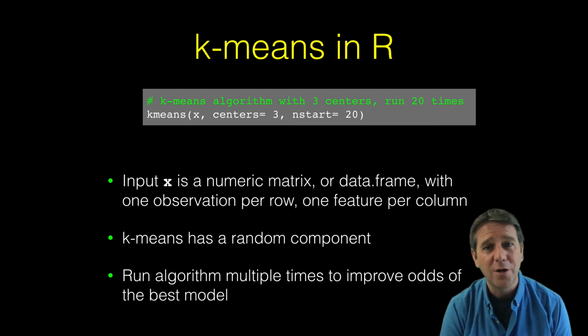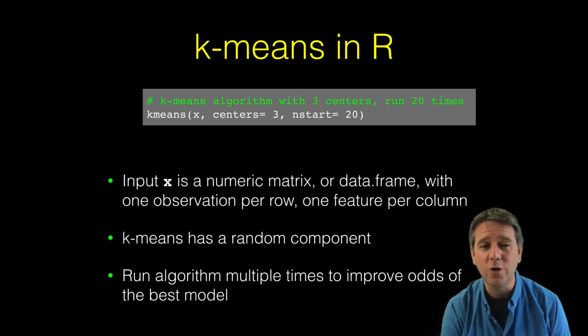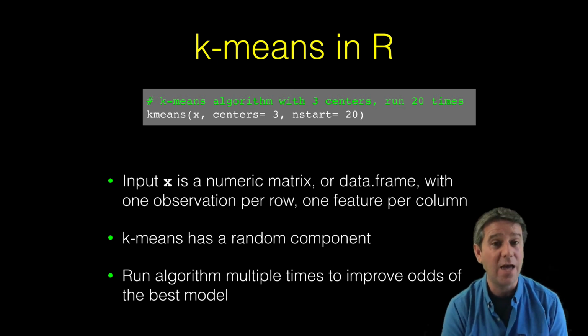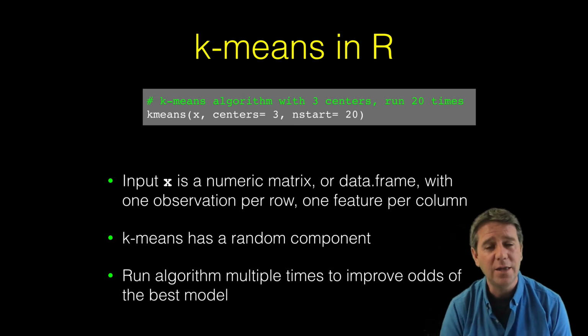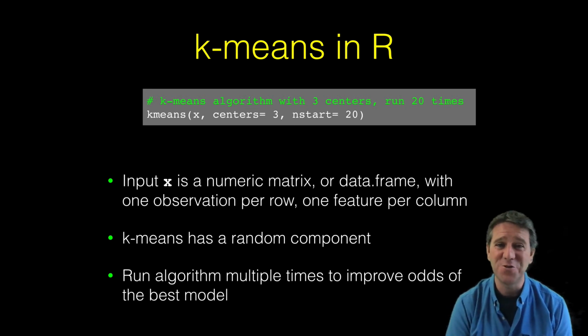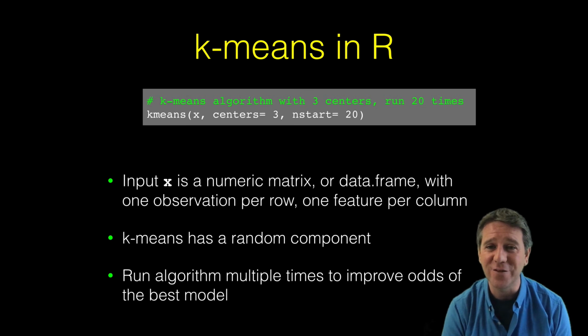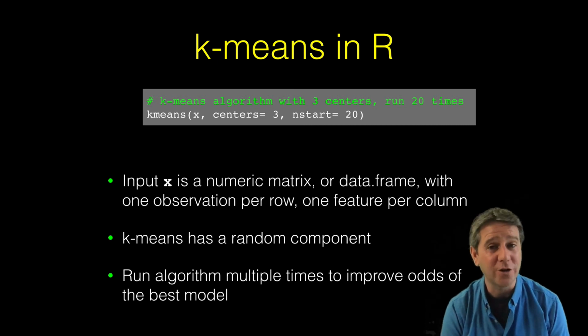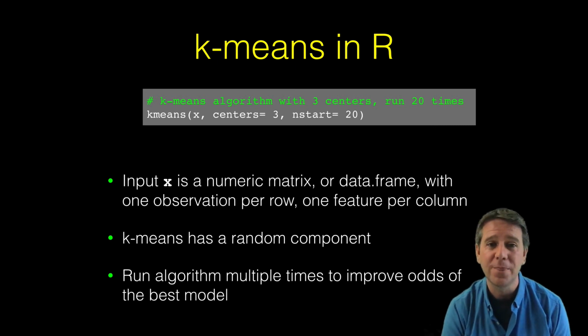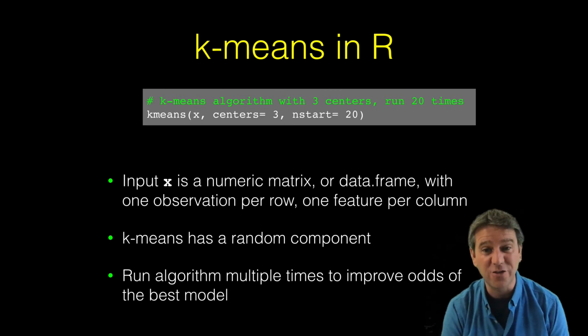So in R, all of this is taken care of and done for us in one function call, and that's with kmeans. That's the base R function for k-means clustering. It takes input x, which is your numeric matrix or data frame with your values in it, and it'll have 1 observation per row and 1 feature per column or variable, for example. And then the arguments here, centers, that's the number of clusters you're after. That's your K, what we typically call K in k-means.